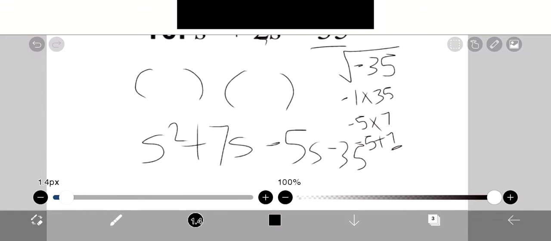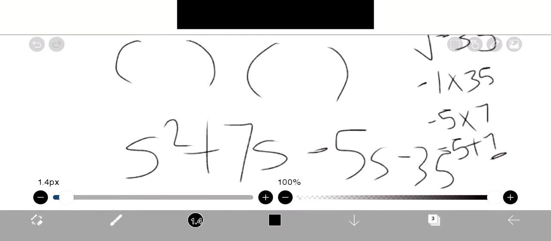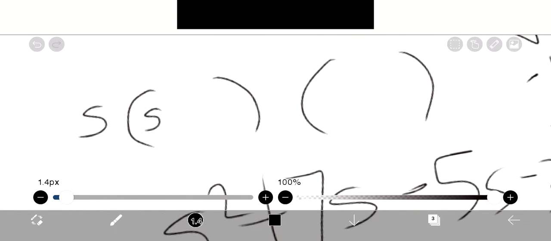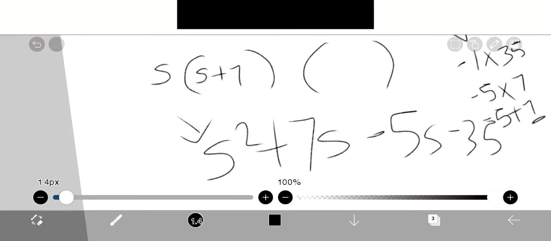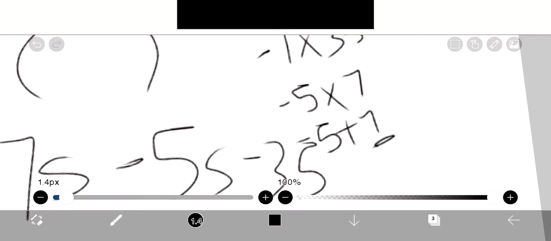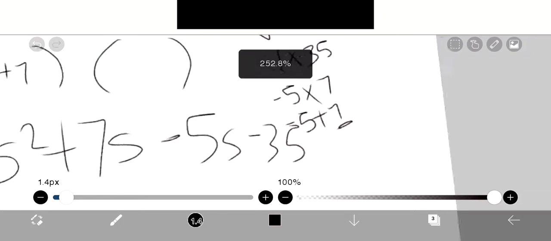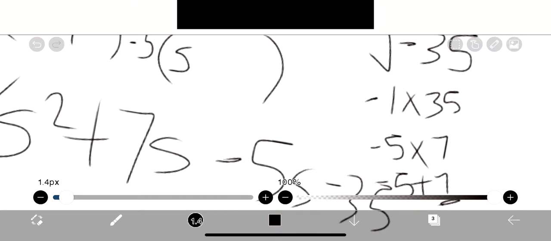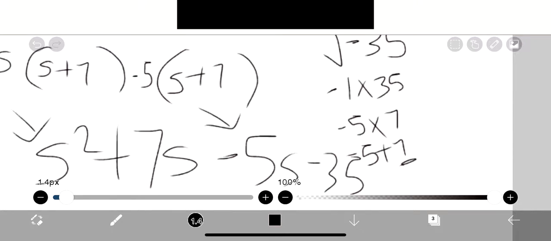And now, to factor this, you have to find the common value here. The common value here is s. So when you take s, you have s plus 7, which if you distribute, you get this answer. Then you have this side. You have negative 5s minus 35. The thing that is common here is the 5. So let's factor the 5 out. You have negative 5 on the outside. You have s, and then you have positive 7. If you multiply that, you will get negative 5s minus 35.